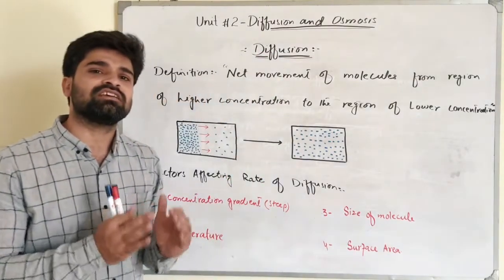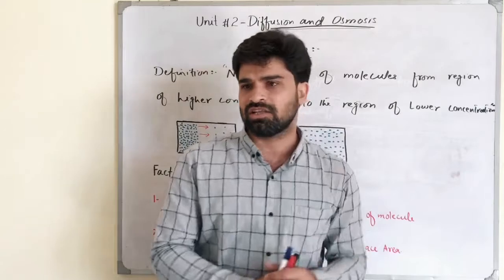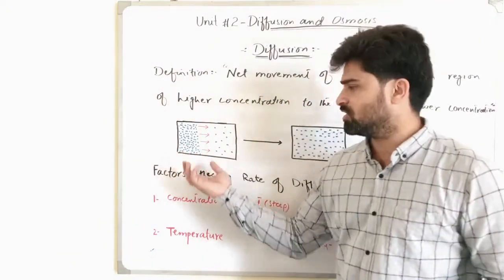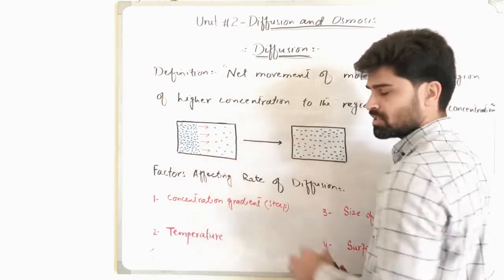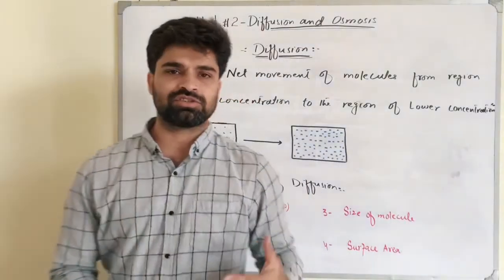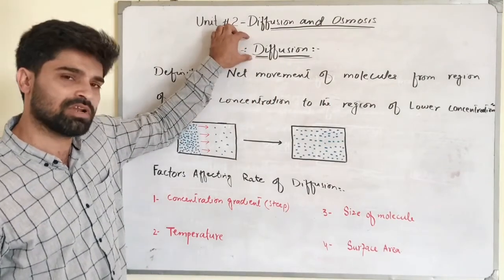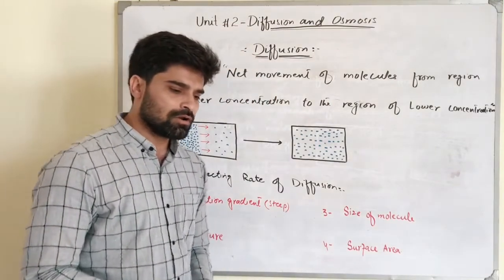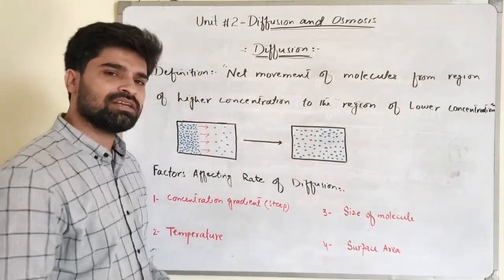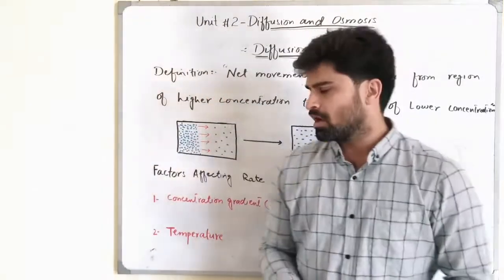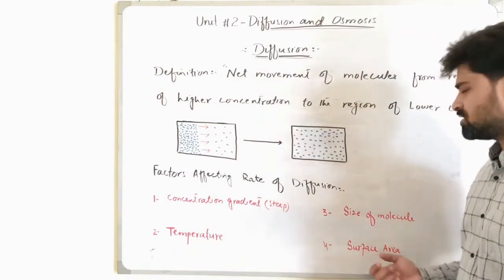So diffusion is a phenomenon through which molecules can be transported from one place to another. Here you can see in this picture the molecules moving from this place to this place. This is how molecules are transported from one place to another through diffusion. There are some factors which affect the rate of diffusion, and these are mainly concentration gradient, temperature, size of the molecule, and the surface area.